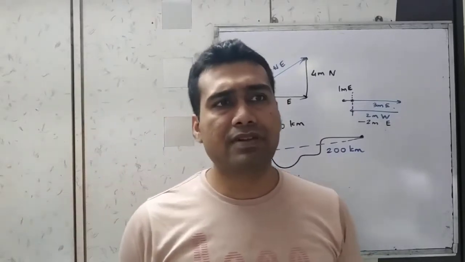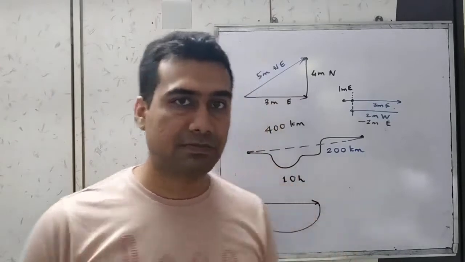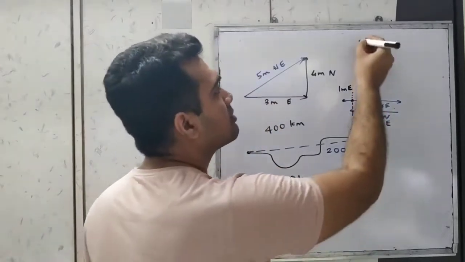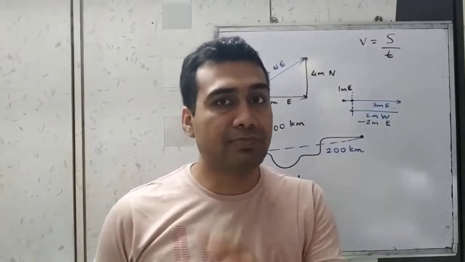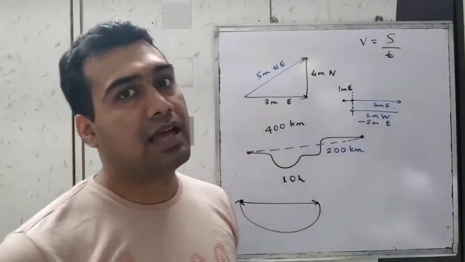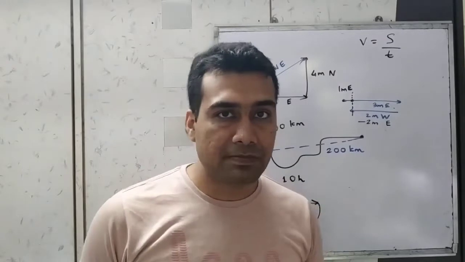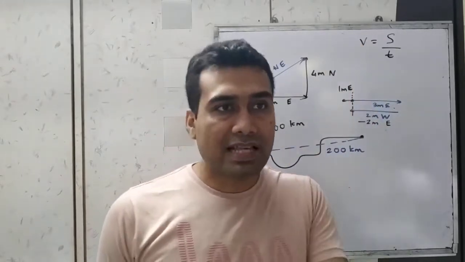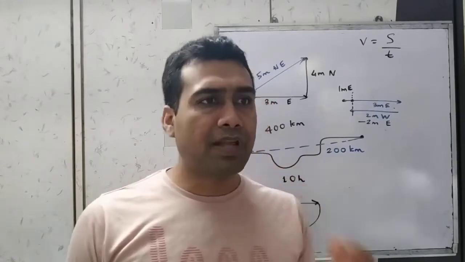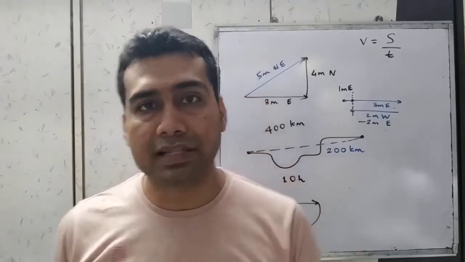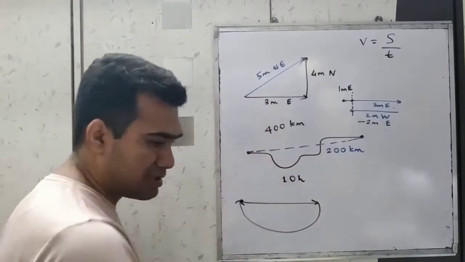Now let's understand the difference between speed and velocity. The formula for speed is distance upon time. Yes, the symbol for distance or displacement is capital S, and the symbol for speed and velocity is V. The SI unit of distance and displacement is the same, meter, and the SI unit of speed and velocity is the same, meter per second. Let's focus on this example now.